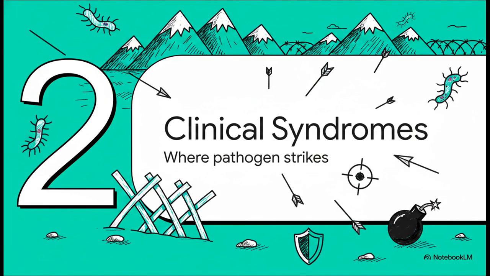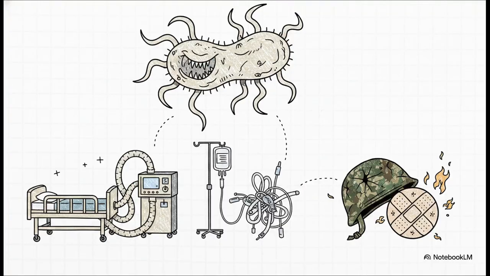Moving right along to Section 2, clinical syndromes and targets. So, who is this bug actually targeting? Well, Acinetobacter is essentially an opportunistic predator, and it has a very clear risk profile. Prolonged ICU stays and mechanical ventilation are massive red flags, perfectly setting the stage for ventilator-associated pneumonia, or VAP.